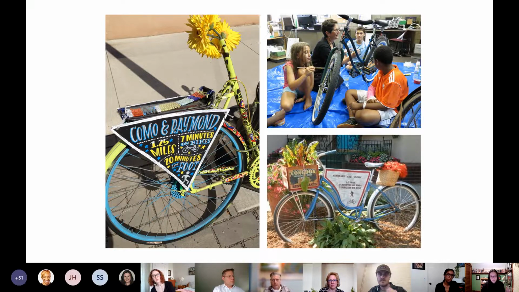And people also, of course, were proud of these bicycles. So they took friends to go see the bicycles. So it just created momentum, it created conversation, and it helped businesses, it helped bring attention to different businesses.